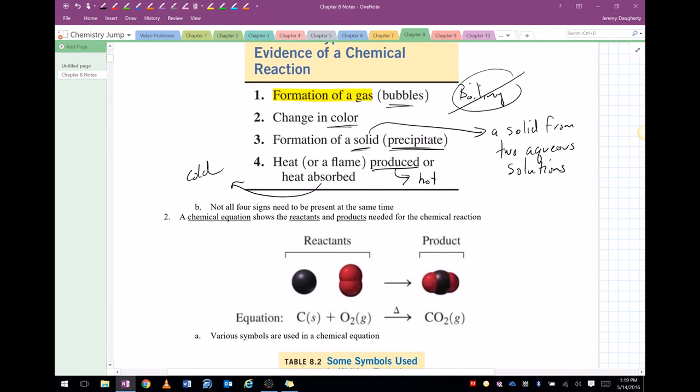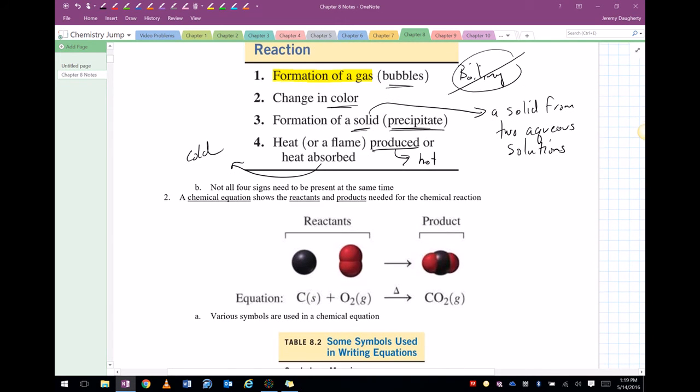Okay. So what is a chemical equation? A chemical equation shows the reactants and products. The reactants are on the left side of the yield symbol. The products are on the right side of the yield symbol. And so it's important from now on to start using the terms reactants and products instead of left side and right side. It's kind of like north, south, east, west. Use the actual terms, reactants and products.